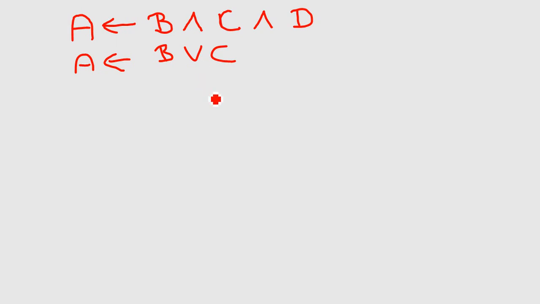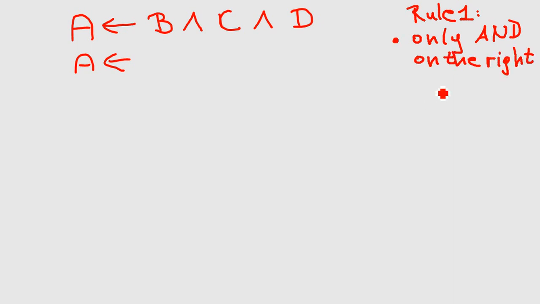We define a rule now. We say that this is not allowed. Why is it not allowed? Because it's an or. We don't want ors on the right side. We don't want ors on this side of the arrow. There should only be ands. So rule number one is only and on the right side. And we have more rules. We have a second rule.